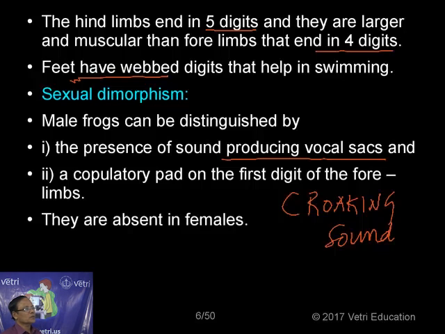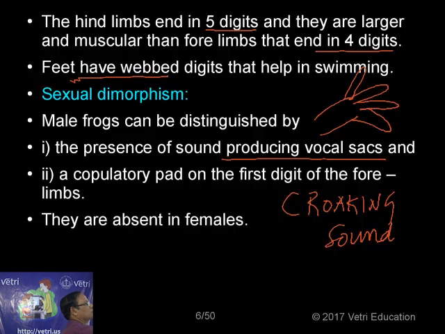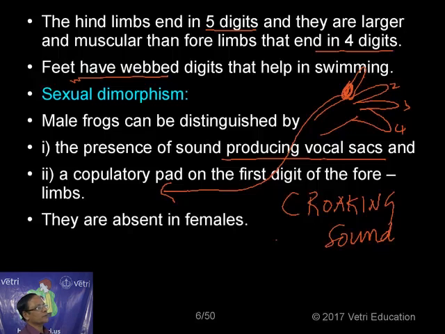And number two, in the first digit. Suppose we have four digits, a simple diagram is showing that. This is the first digit, the second one, third one, and the fourth one. Towards the inner corner of the first digit, there is a pad of tissue. This pad is known as a copulatory pad. So it assists in copulation.